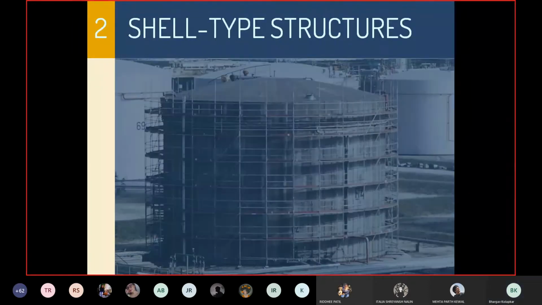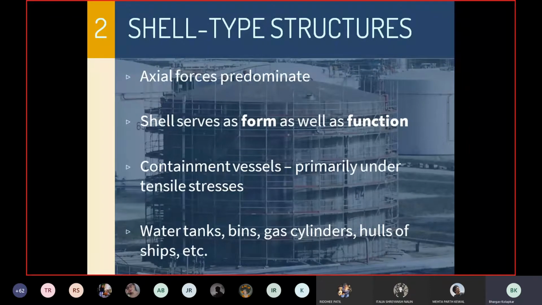Now, shell type of structures serve as form as well as function. A common type where main stresses are tensile is containment vessels, which are used to store liquids. In these types of structures, axial forces predominate. Common examples are water tanks, bins, gas cylinders, hulls of ships, and so on. These types of structures are under what are called hoop stresses.